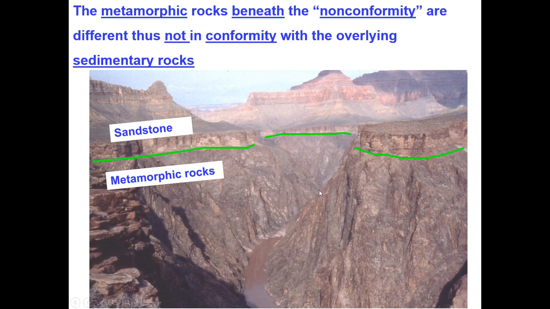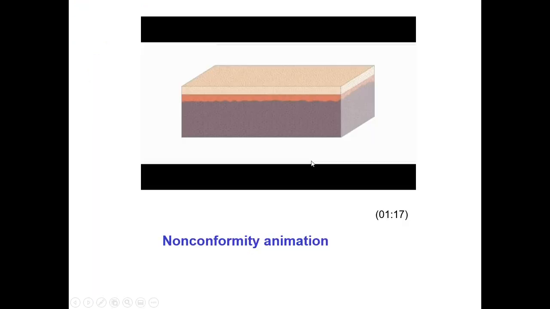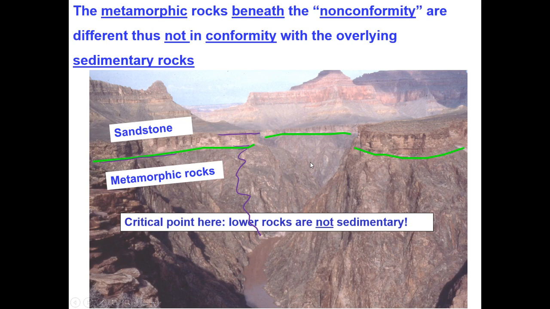So this is a very famous picture from the Grand Canyon. This is the Vishnu schist here, below this, and there's sandstone layers lying on top. So the lower rocks are not sedimentary. They're either plutonic igneous rocks or they are metamorphic rocks.